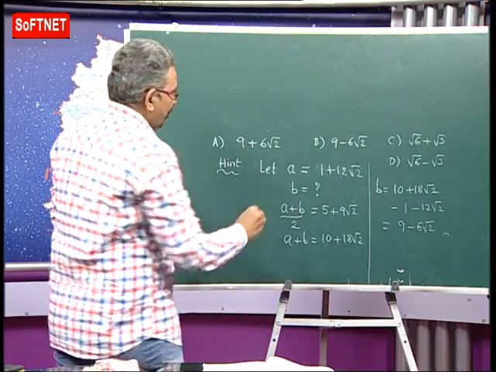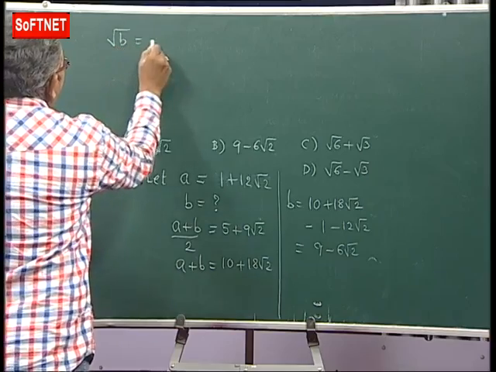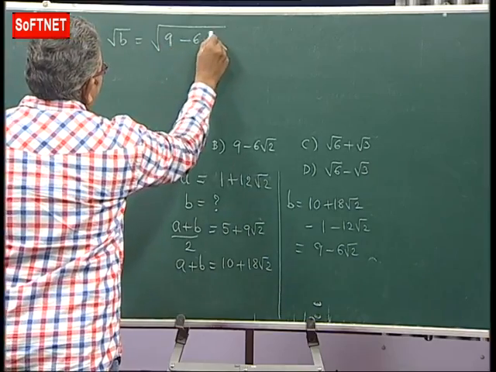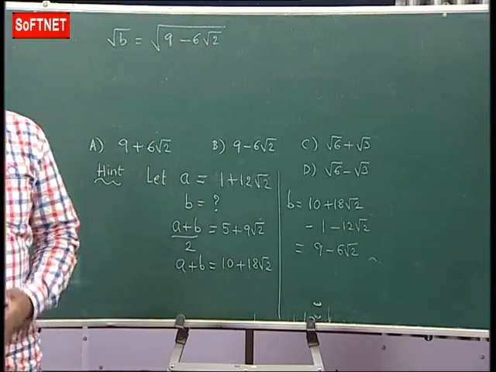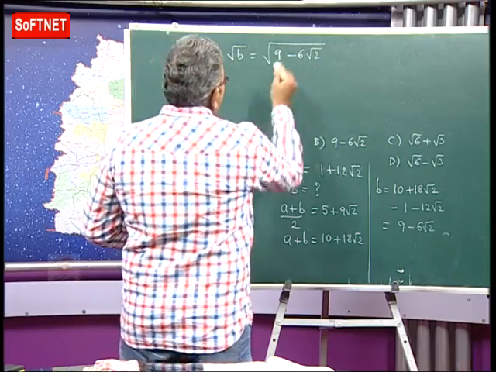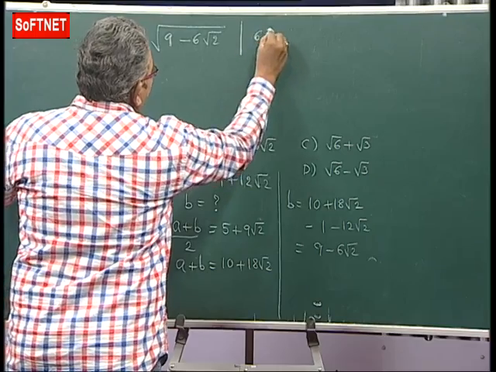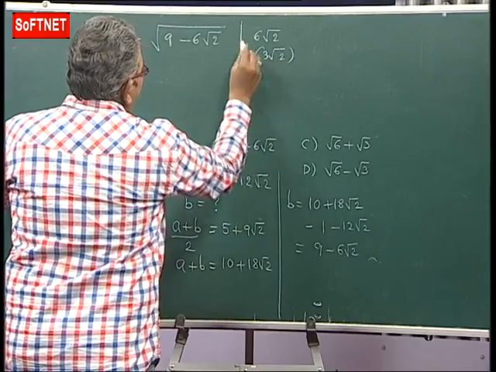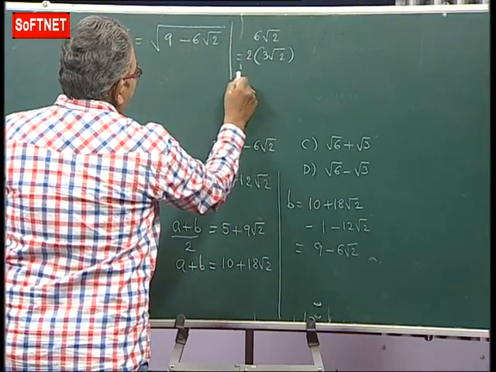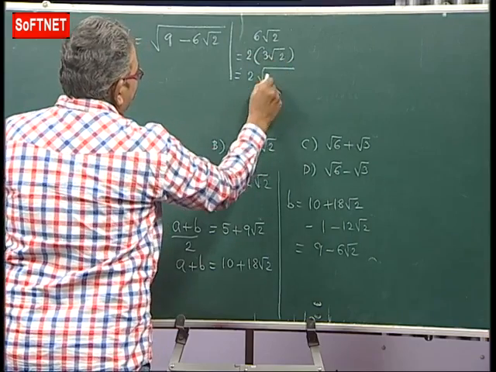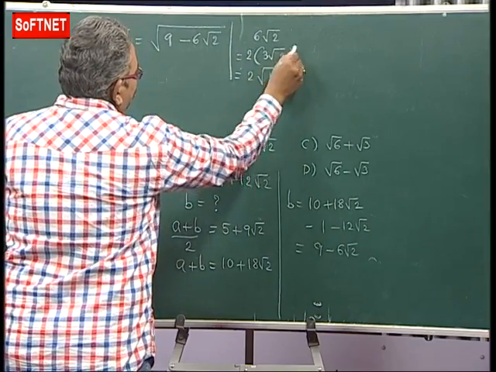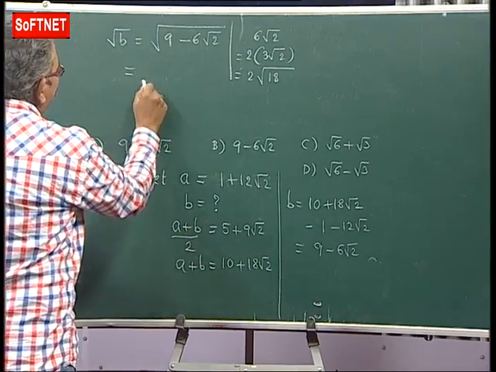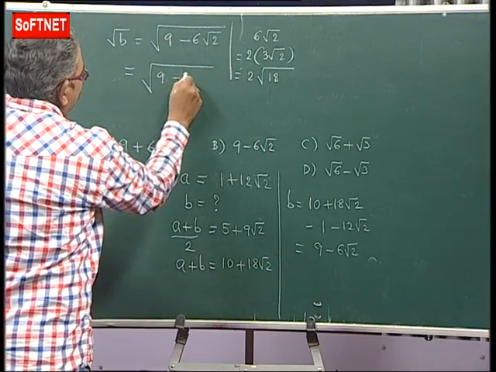So let us find out. Square root of B is equal to root of 9 minus 6 root 2. Here, 6 root 2 we have to write as 2 times 3 root 2. This can be written as 2 times, 3 square into 2, that will be 9 into 2, 2 root 18. This is equal to root of 9 minus 2 root 18.